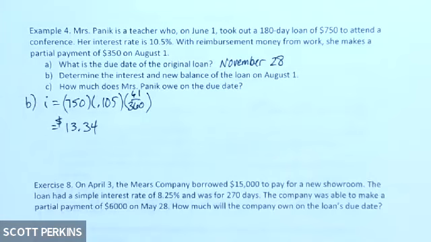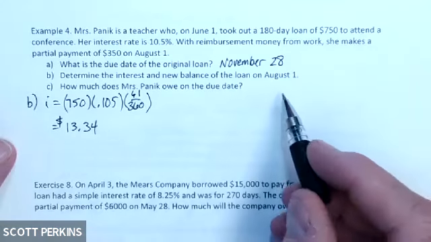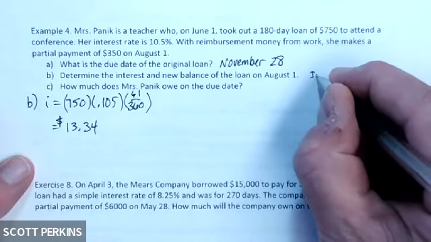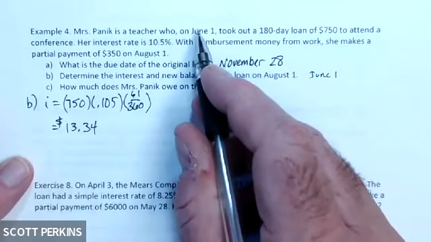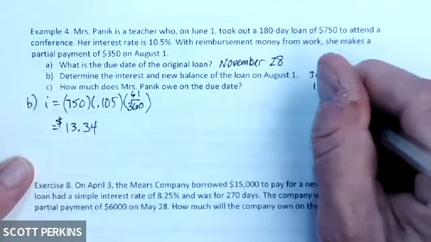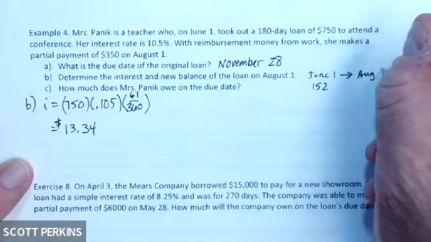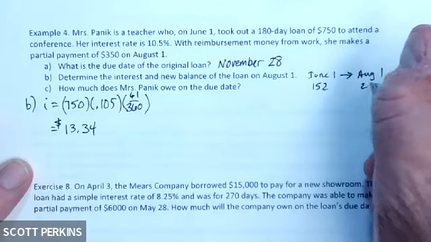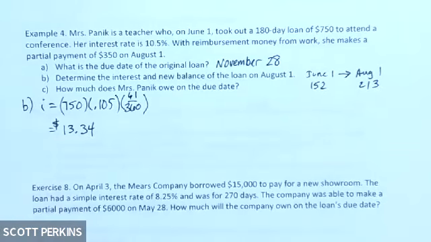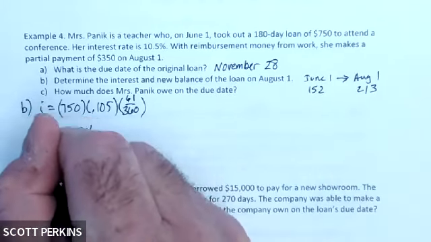When do you get the 61? The 61 came from the number of days from June 1st, which is when Mrs. Panic took out the loan, and June 1st is the 152nd day of the year. And then she's making this partial payment on August 1st, and August 1st, I see from the chart, is the 213th day of the year. And so when I subtract those, that means 61 days have gone by. Okay. So in those 61 days, Mrs. Panic has accrued $13.34.